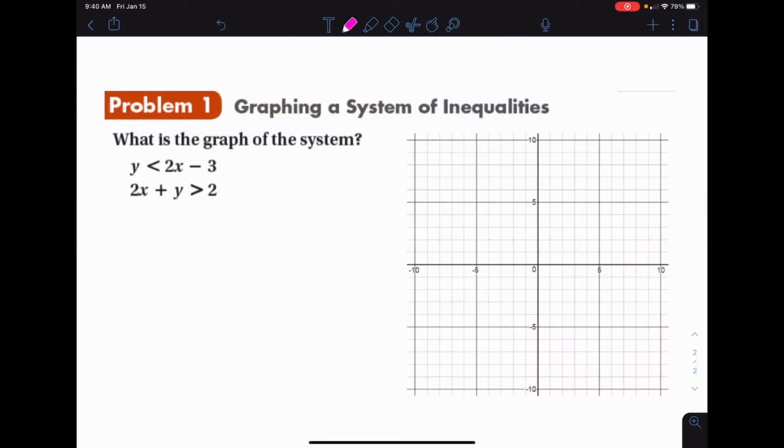Okay, it's time to put the theory into action by graphing the system of inequalities. So we have two inequalities here. We'll call this 1 and we'll call this 2, and we're going to solve for those. The first one is already written in the form I'm looking for, with y isolated. So we have y is less than 2x minus 3.